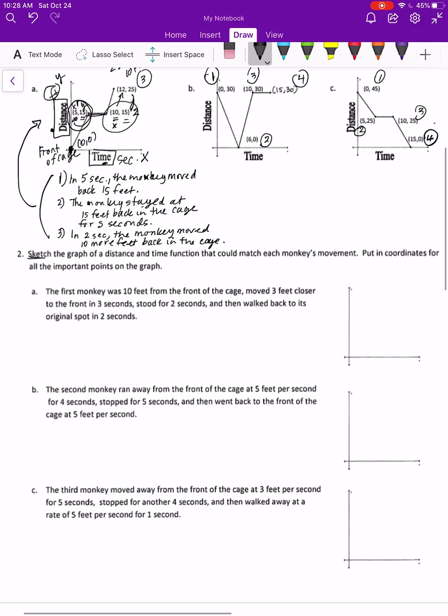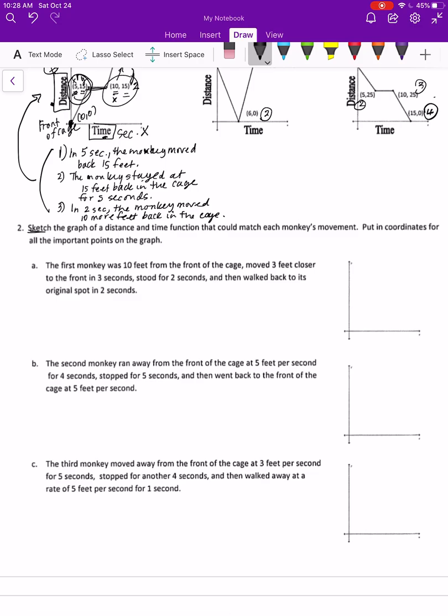So we're kind of working backwards from what we were doing. The first monkey was 10 feet from the front of the cage. Once again, we probably need to put a title. So time in seconds. And notice there's never any numbers on these number lines. And then we have distance in feet, because everything's general, but you can see how we're getting more specific here.